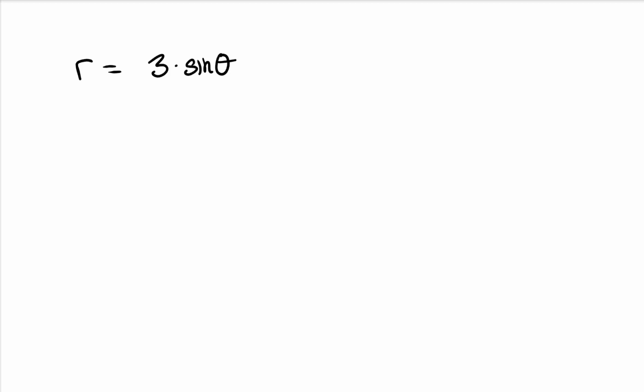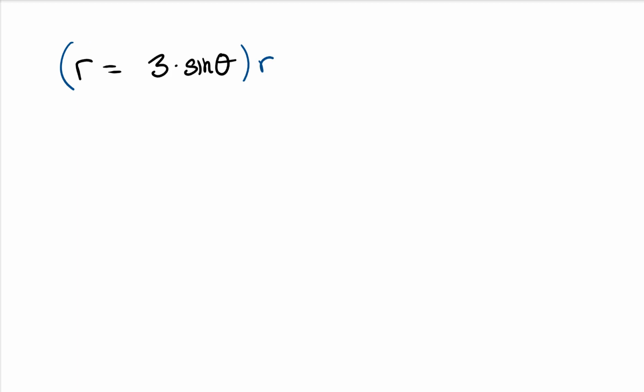We can't convert sine into anything, and we sure as heck don't want to use a square root. What could we do? Wouldn't it be so much simpler if that was an r squared? And wouldn't it be simpler if there was an r there? When in doubt, just multiply by r on both sides.